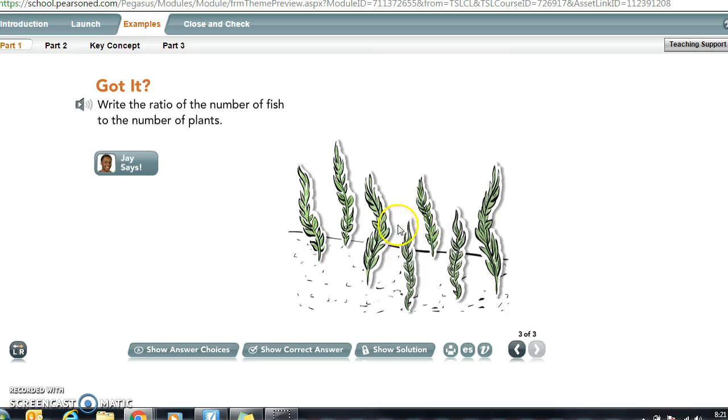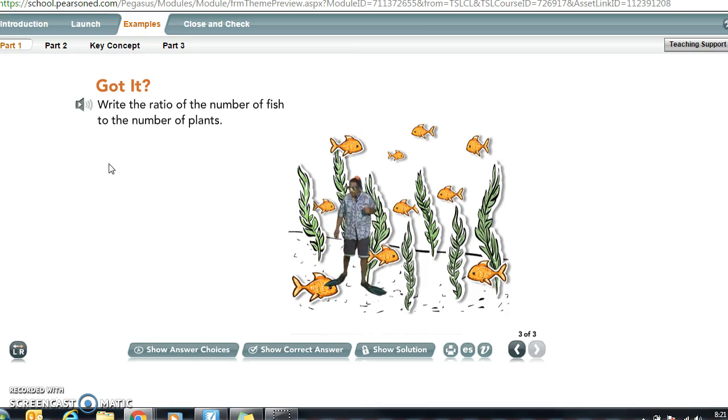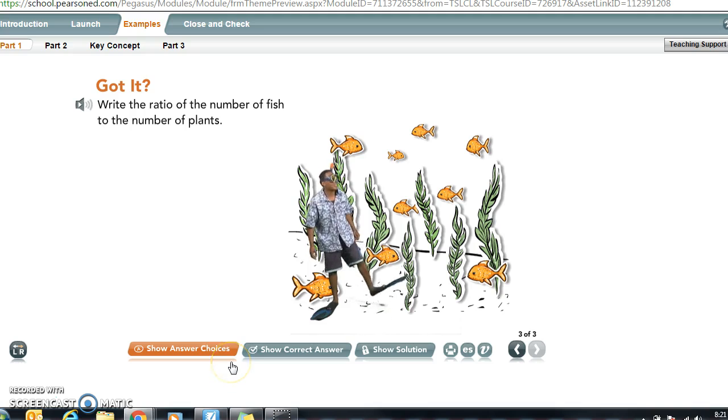So, write the ratio of the number of fish to the number of plants. The plants provide oxygen for the fish, so knowing the ratio of the number of fish to the number of plants is very important, especially if you want to keep those fish happy and healthy.